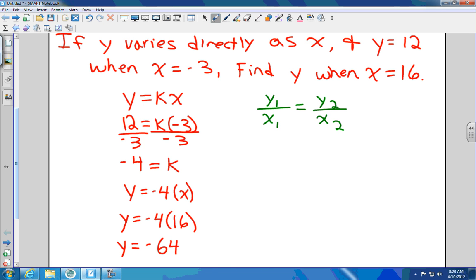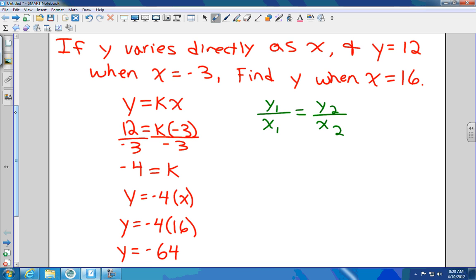The y1 and the x1, that first fraction, that's the given again. So these two things are the given ones. The second fraction, the 2's, would represent what you're looking for. So what was the y that they gave to us in the given information? It was 12. What was the x? -3. And what was y2? That's what we're looking for, so you can just put y in there. And what was the second x? 16. So then if you cross multiply and solve that, you will get the same answer.